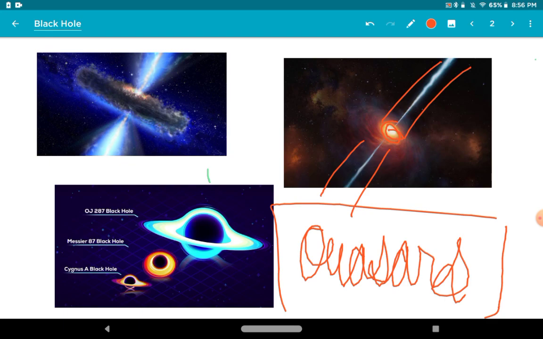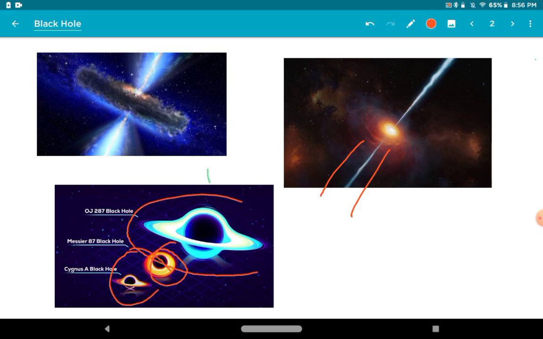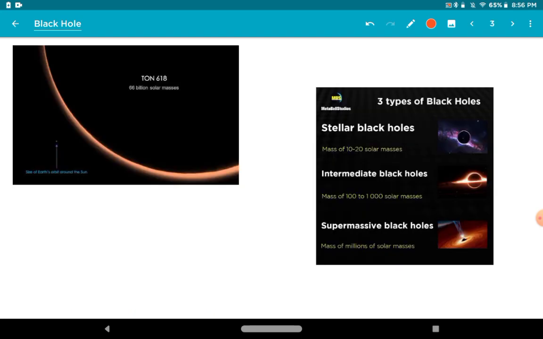There are some black holes we have here, like you can see, this is the Cygnus A black hole, Mizar X black hole, and the OJ287 black hole, but these are nothing when it comes to a black hole. You will see what we will see. Now we have talked about quasars, different types of black holes. Now let's talk about the types of black holes.